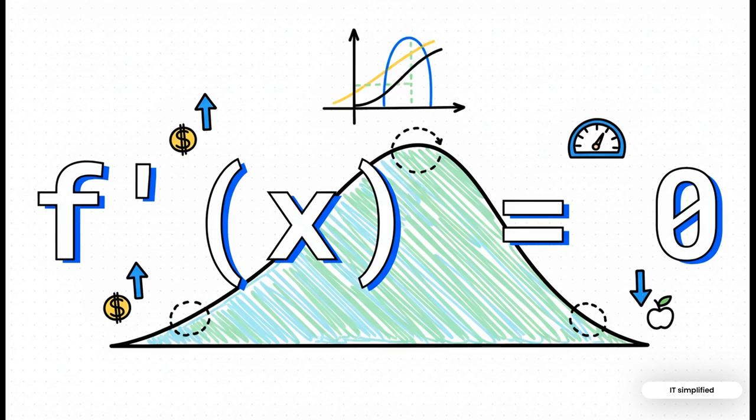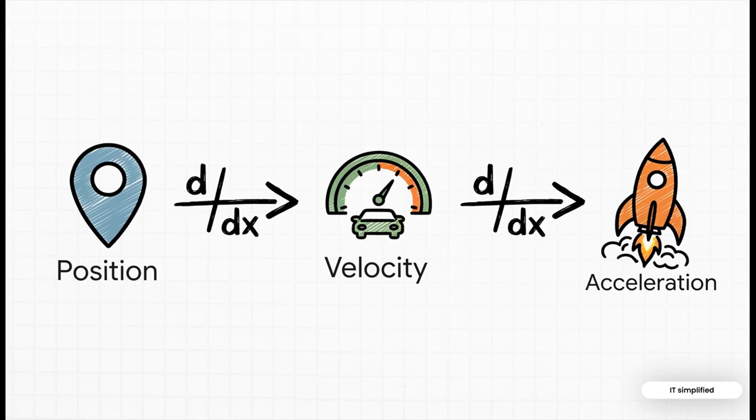You are just asking the question, where is the hill flat? Because those flat spots are always at the very top or the very bottom. This simple little equation is one of the most powerful ideas in all of science and economics. And this shows you that direct connection to motion. Your car's velocity is the derivative of its position. It's just the instantaneous rate of change of where you are.